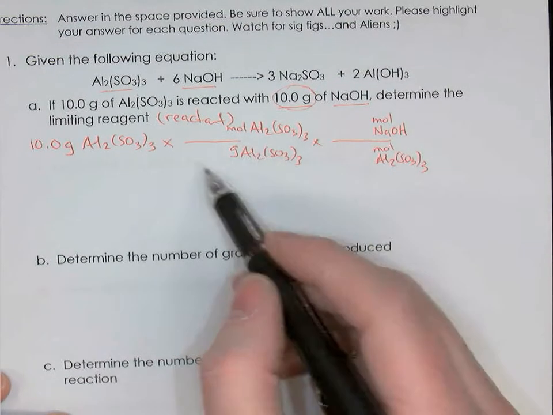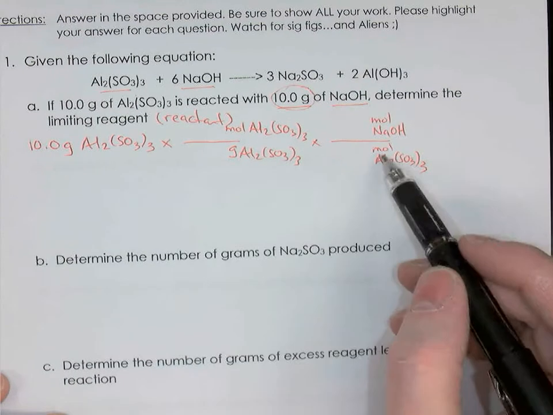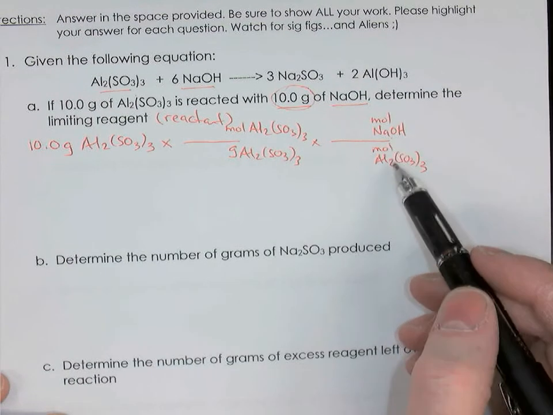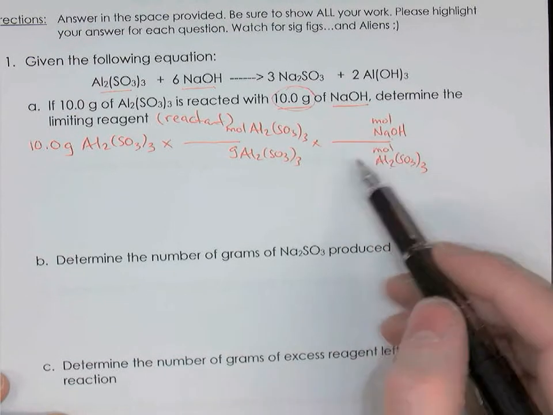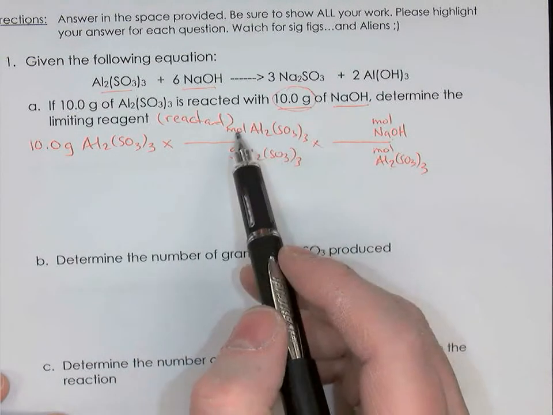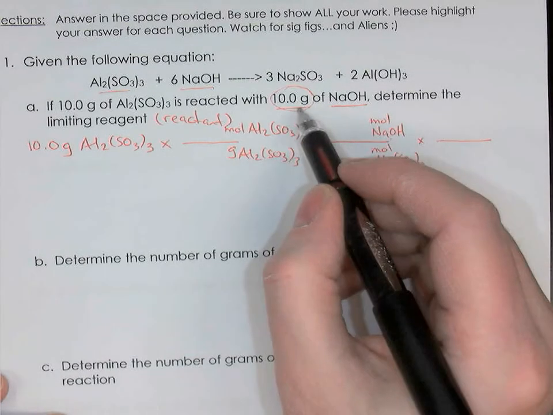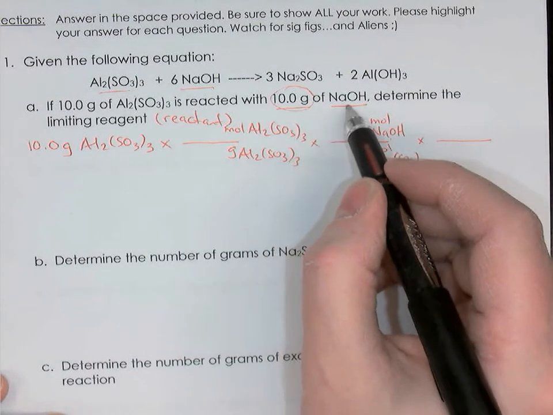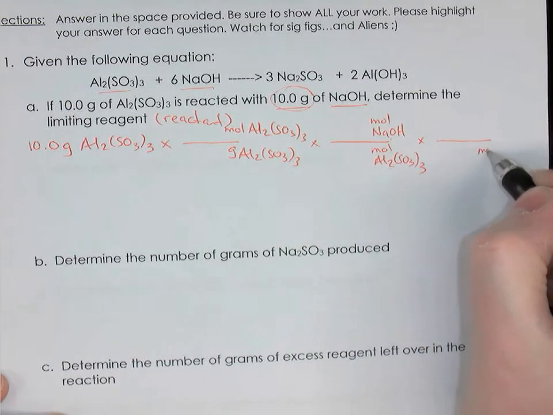The first multiplier here is just the molar mass of aluminum sulfite. The second one, moles of sodium hydroxide, moles of aluminum sulfite, we'll get these numbers from the coefficients in the balanced equation. And then finally, because this question told us that we had 10 grams of sodium hydroxide, we're going to convert the moles of sodium hydroxide to grams so that we can compare.